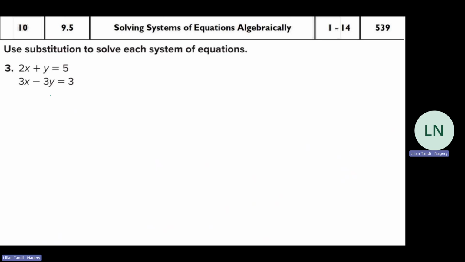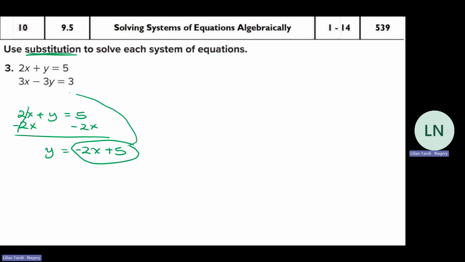It is easier to change the first equation. So 2x plus y equals 5. We are still doing substitution. Subtract 2x on both sides. This goes away. y equals negative 2x plus 5.